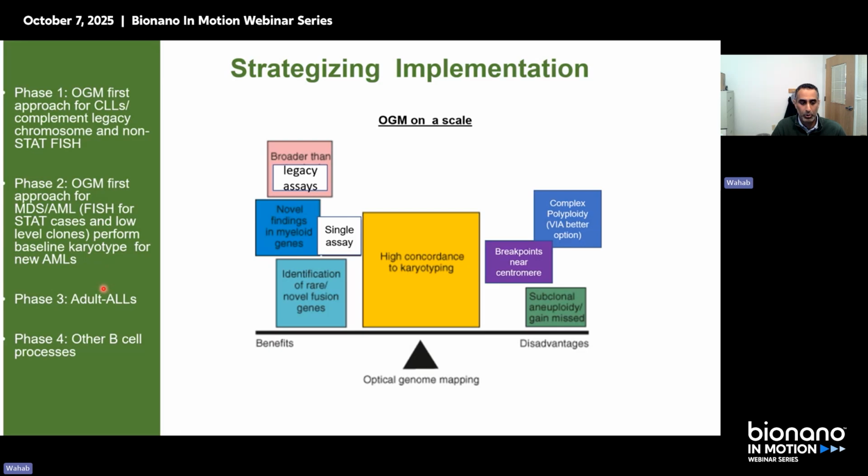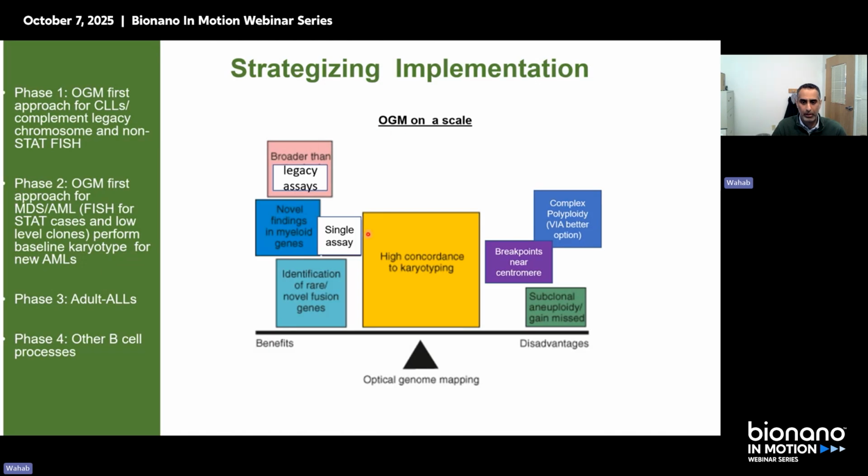We want to move further into the adult ALLs. Those are often SV-heavy samples, so I think OGM would be a good approach there. And then the B cell processes, the lymphomas, and possibly the myelomas as well.